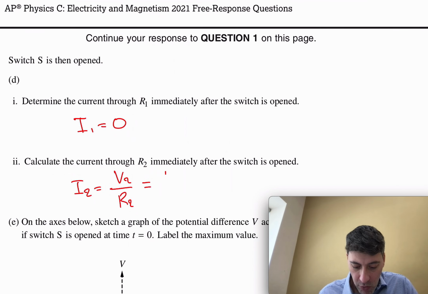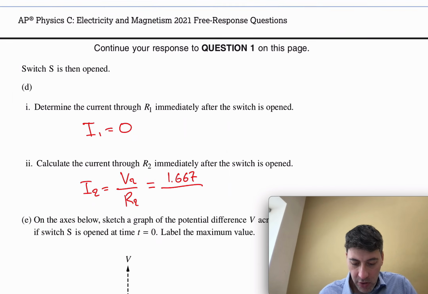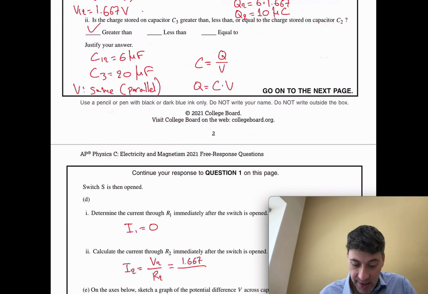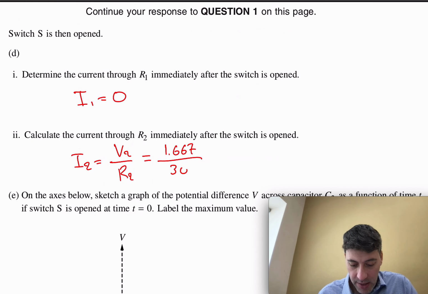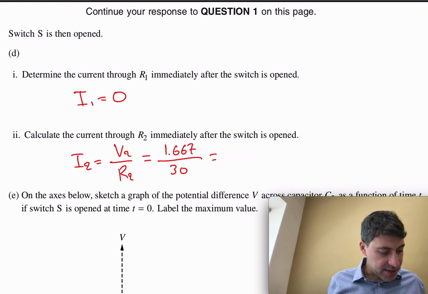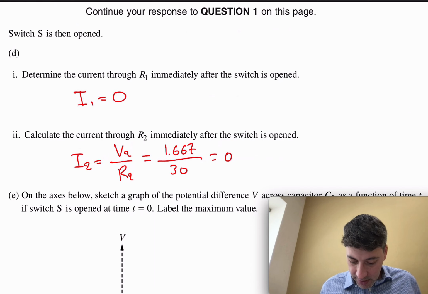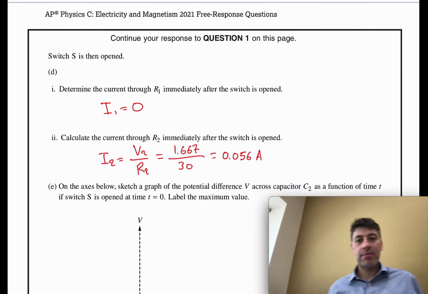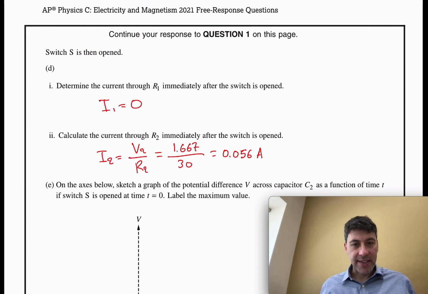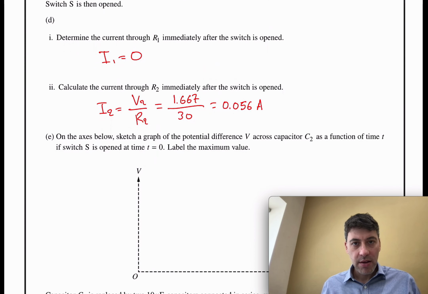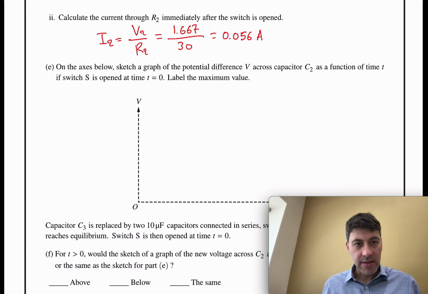So 1.67 divided by, sorry, 30. And if we bring this into the calculator, the result is 0.056 ampere. Nice. And easy. So immediately after the switch, quite easy. Nothing really hard.